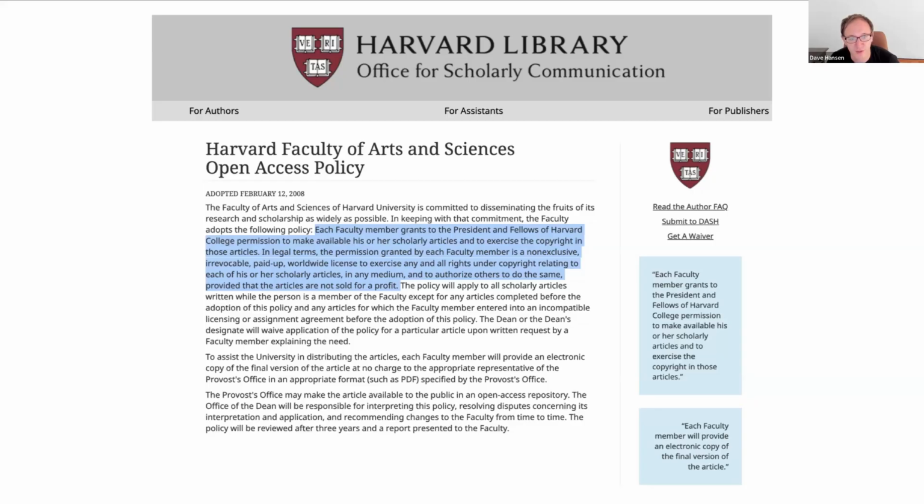And the highlighted portion here is kind of the punchline. Each faculty member grants to the presidents and fellows of Harvard College permission to make available his or her scholarly articles and exercise copyright in those articles. This is a non-exclusive, irrevocable, paid-up worldwide license. There are meanings to all those things that I won't go through right now. But basically, this is saying we're granting a license to the work that the faculty have. They're granting that back to the university for this specific purpose of making their articles available openly.